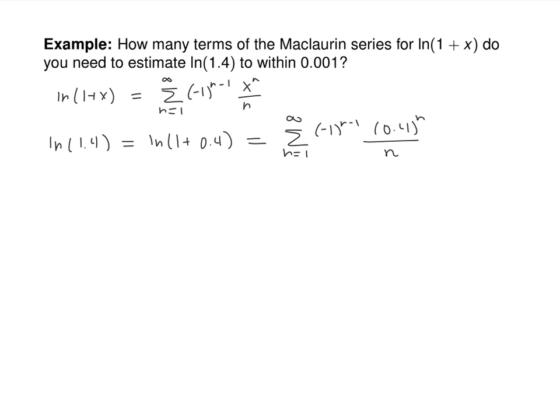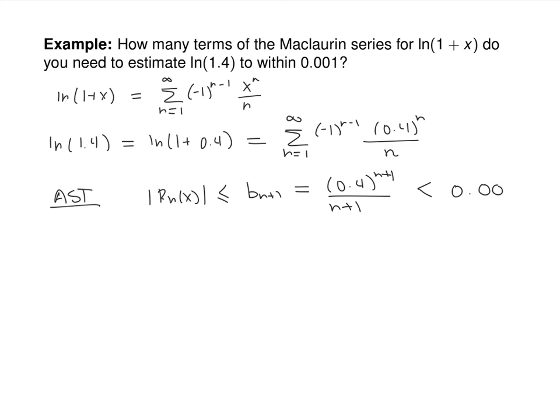Okay, now we're going to use the alternating series test remainder theorem because we have an alternating series. So we know that the absolute value of the remainder is less than or equal to the n plus first term, ignoring the negative 1 to the n. And the n plus first term here is 0.4 to the n plus 1 over n plus 1. And we want to find an n so that this expression is less than 0.001.